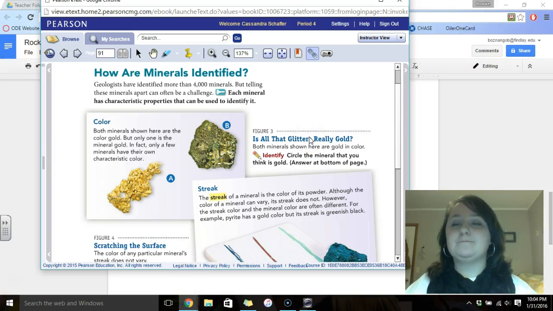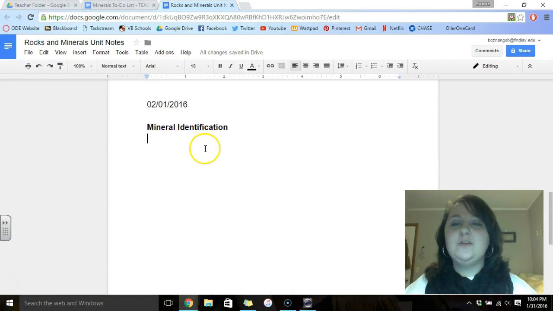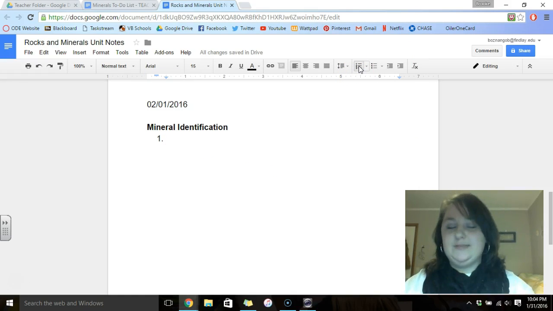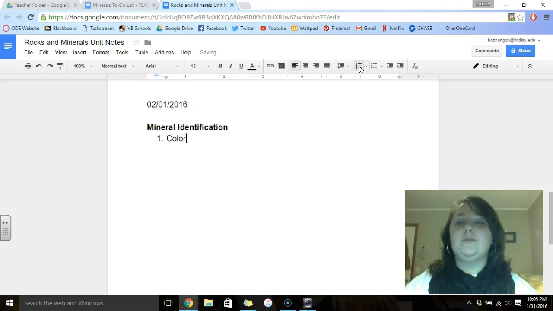Color. Both minerals shown here are the color gold. But only one is the mineral gold. In fact, only a few minerals have their own characteristic color. So first, I'm going to put a number 1 because we're going to number these here. So color is the first way we can identify it.